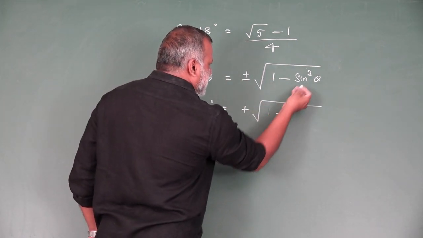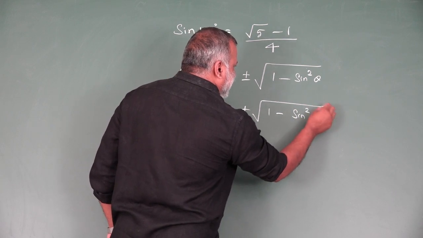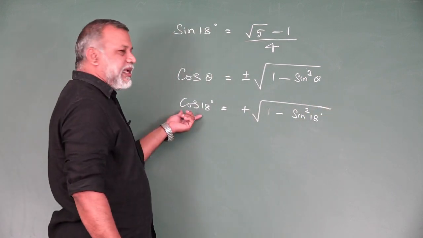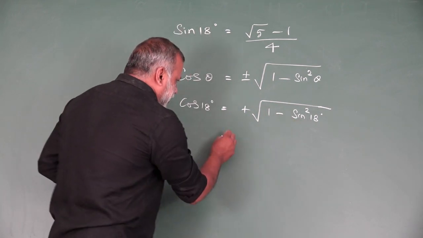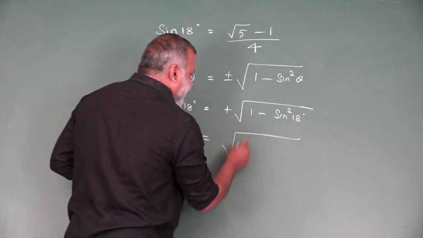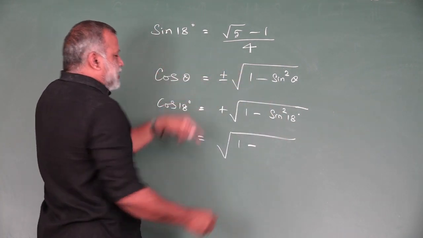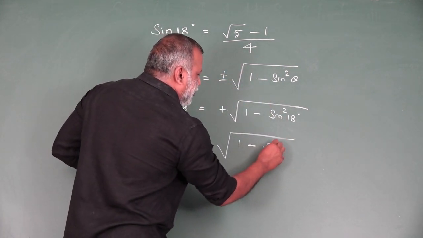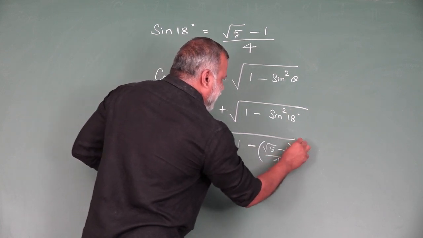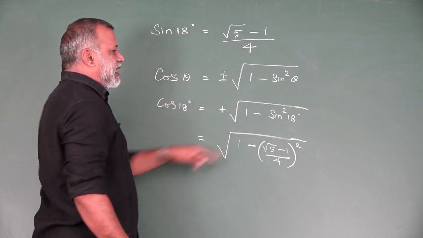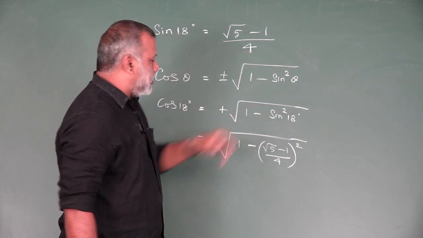Now 1 minus sine squared 18. Instead of theta I am replacing with 18. That means cos 18 is equal to square root of 1 minus sine squared 18. Now the square root of 1 minus, the value of sine 18 is root 5 minus 1 divided by 4, the whole square.